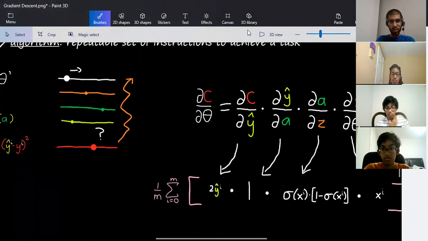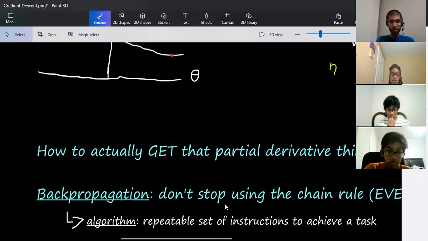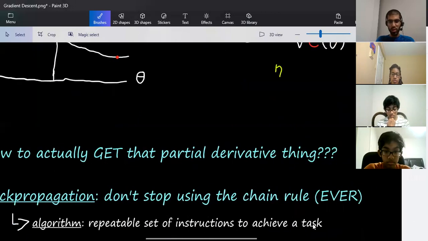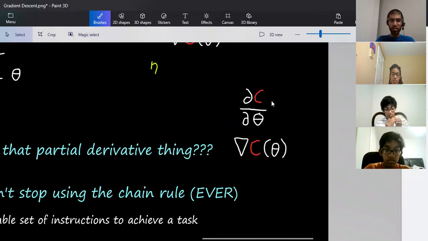And see the next question, why backpropagate? So here, again, backpropagation is an algorithm. An algorithm is a repeatable set of instructions to achieve a task. The task here is we're trying to calculate these values. So this is the notation for a single number, so theta is equal to 2. But this is the notation for all of the vectors: theta 1, theta 2, theta 3.